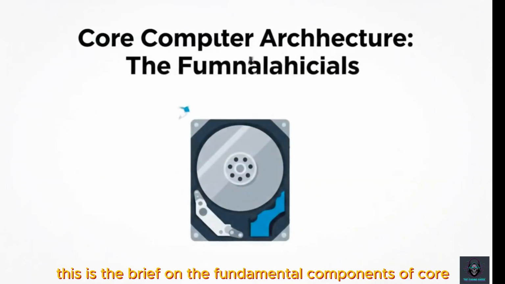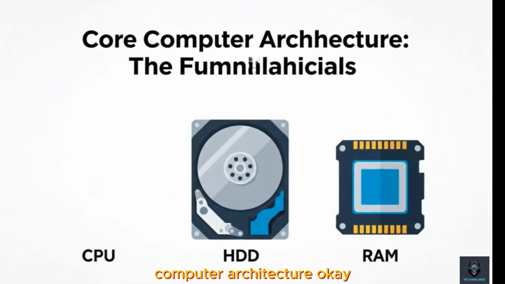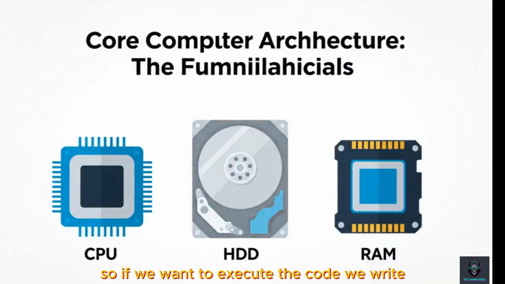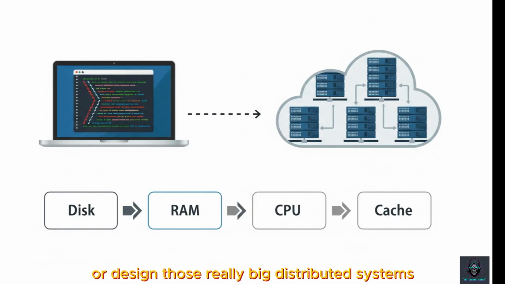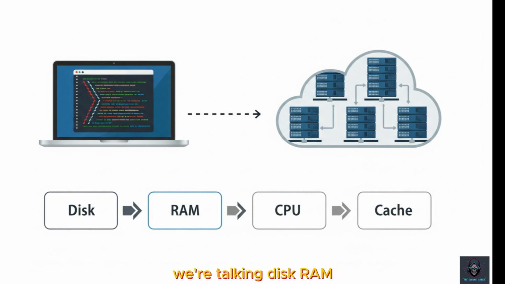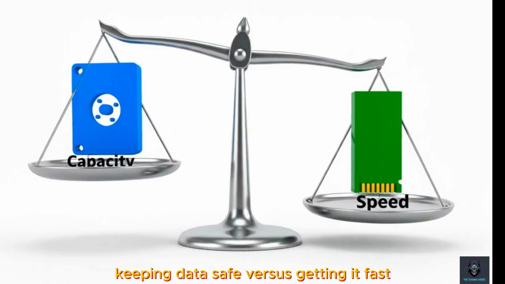This is the brief on the fundamental components of core computer architecture. Okay, so if we want to execute the code we write or design those really big distributed systems, we first got to understand the basics, right? We're talking disk, RAM, CPU, and cache, and really how they juggle keeping data safe versus getting it fast.